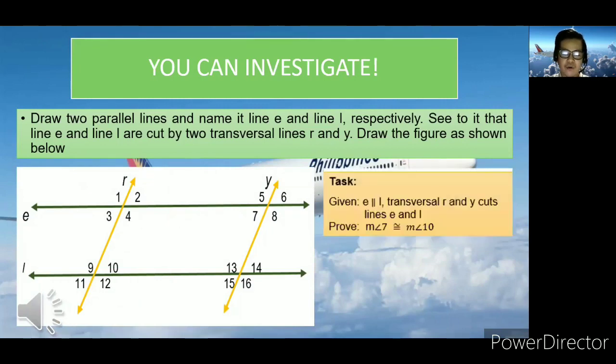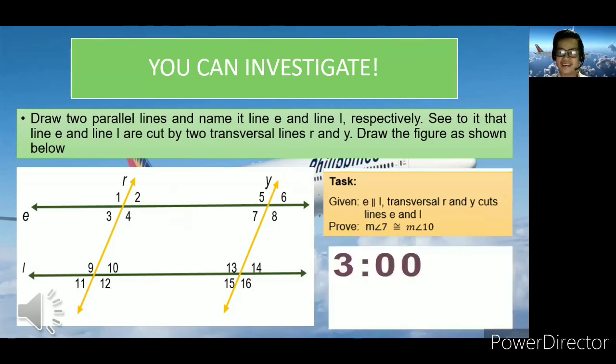Your task is to prove that measure of angle 7 is congruent with measure of angle 10. This time, follow the magic spiel you learned, the 5 statements. You can do it, kid. I will give you 3 minutes to win it. Are you ready? Yes, 3 minutes to win it. Your 3 minutes time starts now. 3 minutes, here we go.